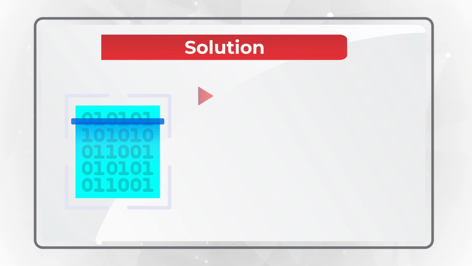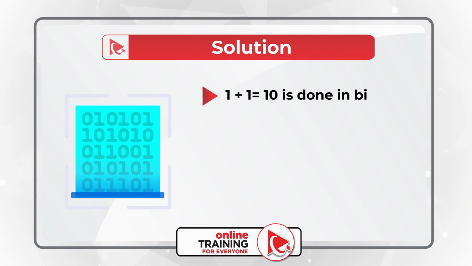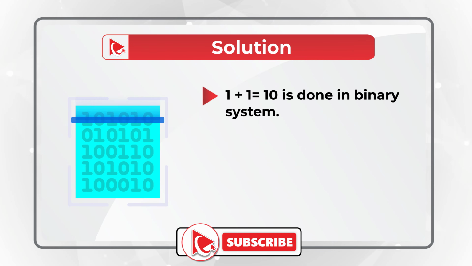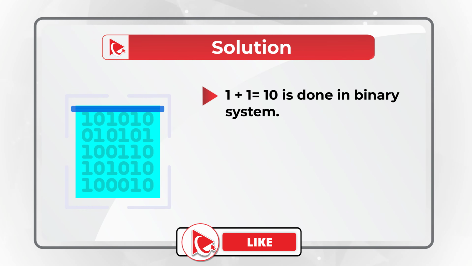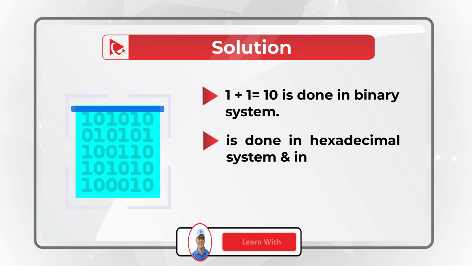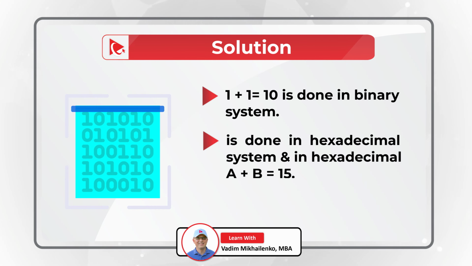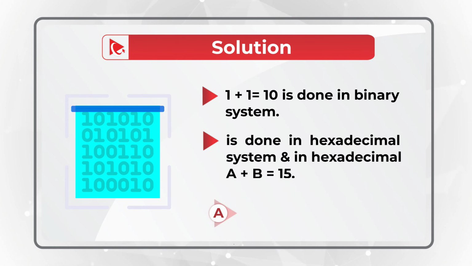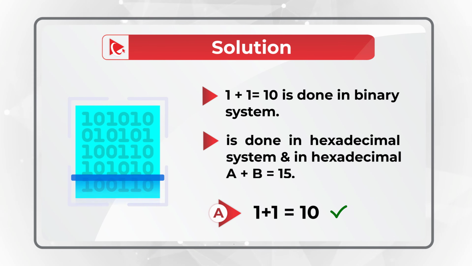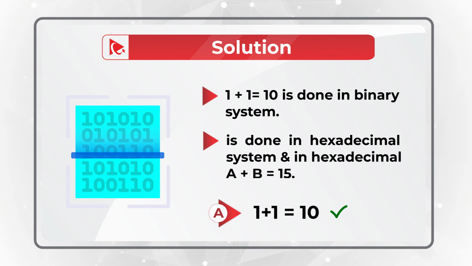As you might have guessed, the trick here is that the first expression is done in the binary system, and in binary system, 1 plus 1 equals 10. The second expression is done in the hexadecimal system, and in hexadecimal system, A plus B equals 15. So the correct answer here is choice A, 1 plus 1 equals 10.